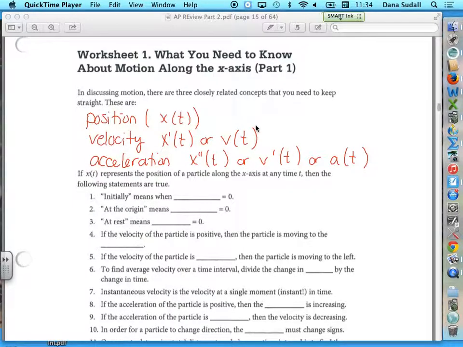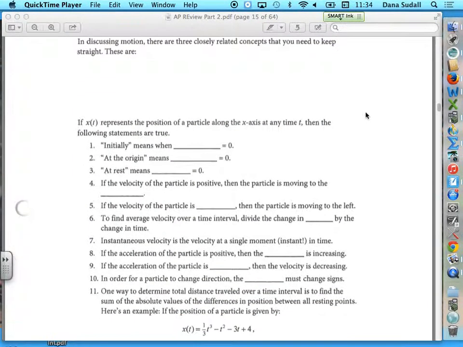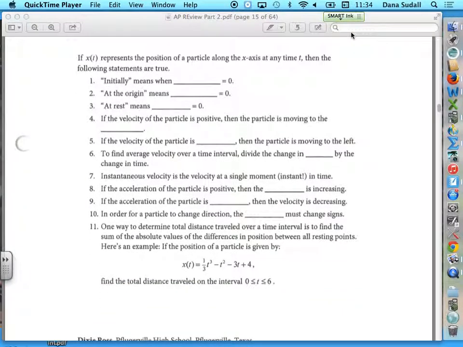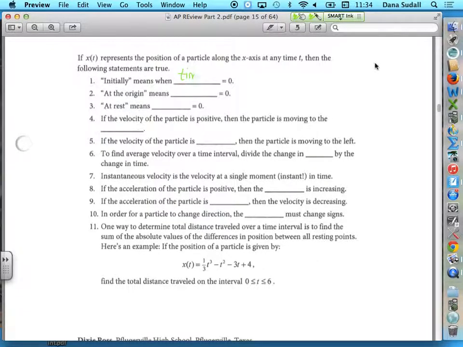So when they talk about the term initial, when they're talking about initially, they're talking about when time is equal to 0. At the origin means that your position, or x of t, is equal to 0, and at rest means velocity is equal to 0. And then the next one there, if the velocity of the particle is positive, that means it's moving to the right. If the velocity of the particle is negative, it's moving to the left.